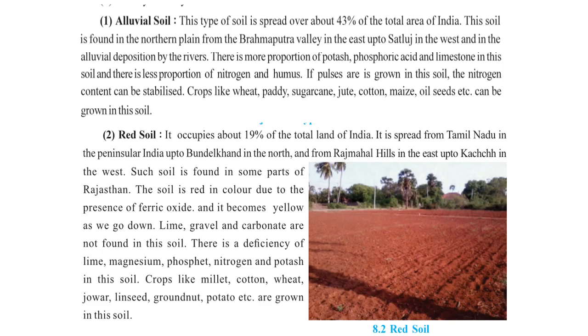Now which crops grow in red soil? So we have crops like millet, cotton, wheat, jowar, linseed, groundnut, potato. These are the crops which are generally grown in red soil. I hope students are able to understand.